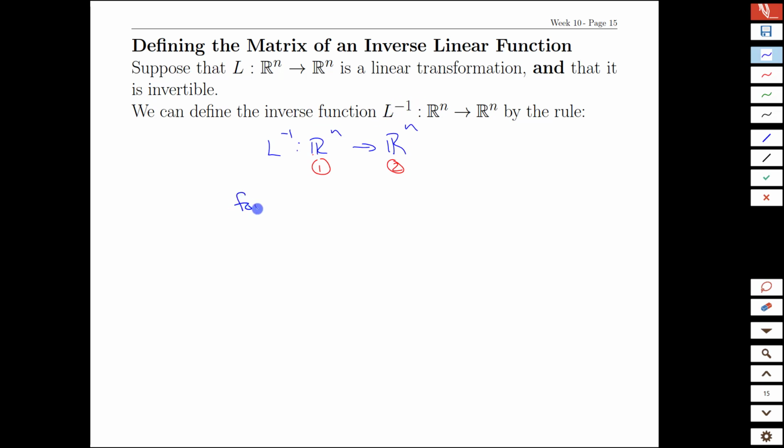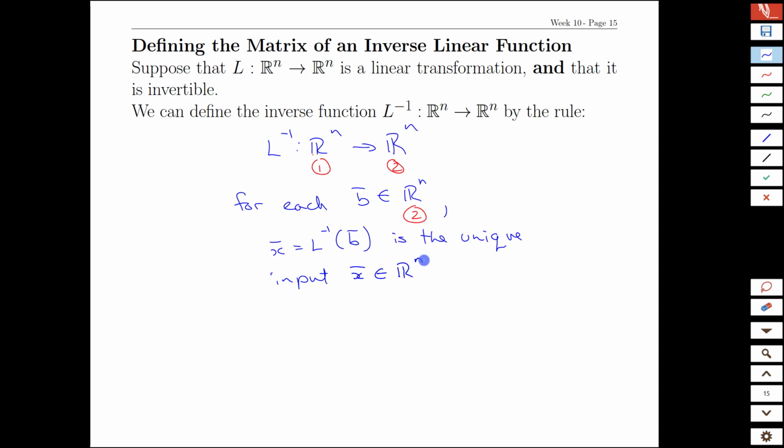Well, what we mean is that for each b, which is an element of Rn, this is why we have the 1s and 2s. Where's this b? Is it in the input? It's in the output space. So for every b that I can find in this output space, the value x, which is equal to the L inverse of b, so this b is in the second space, and this x then is the unique input x inside the first space.